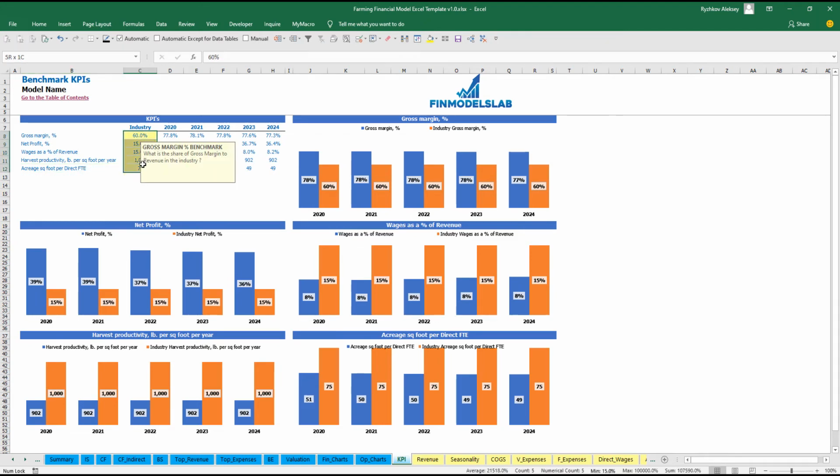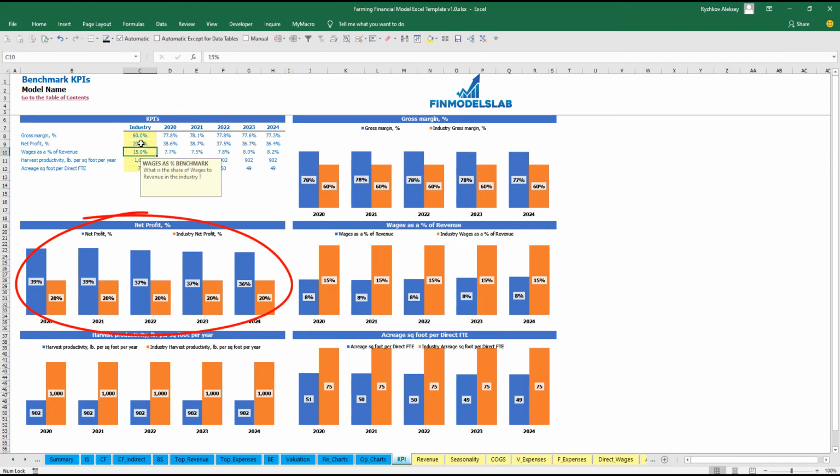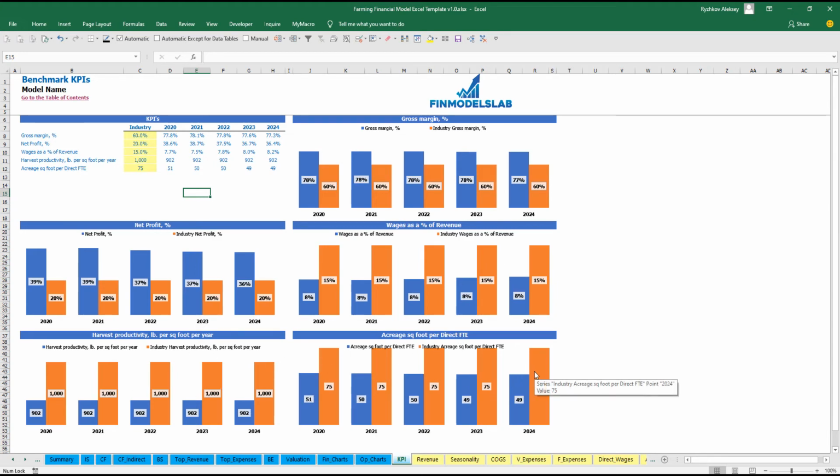All these yellow cells, which are industry KPIs, are changeable. Net profit can be 20%, for example, for your industry, for your country. And to the right of these yellow cells you may see the values calculated by the model, driven by assumptions you inputted before on the revenue, expenses and wages tabs. The same information you may see on the charts, which is gross margin, net profit, wages as a percentage of revenue, harvest productivity and acreage, square foot per direct FTE. On each chart you may see the orange, this is industry specific benchmark, and as a blue value, this is a value calculated by the model.